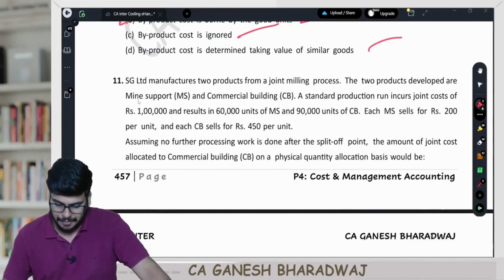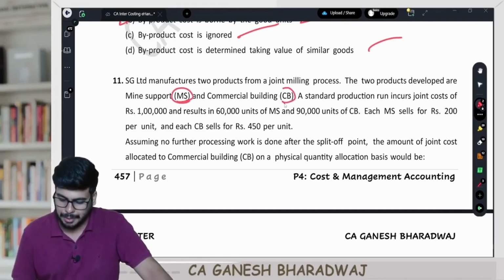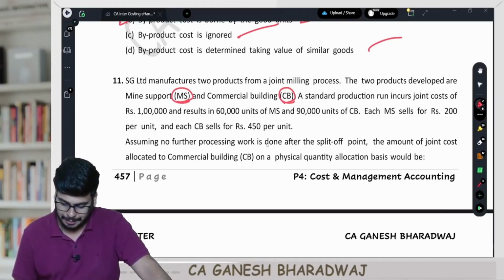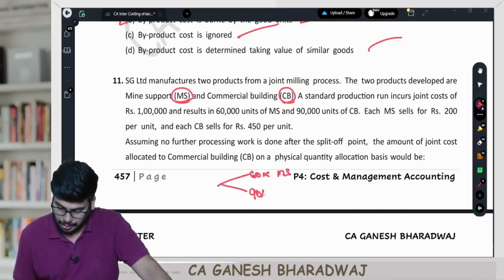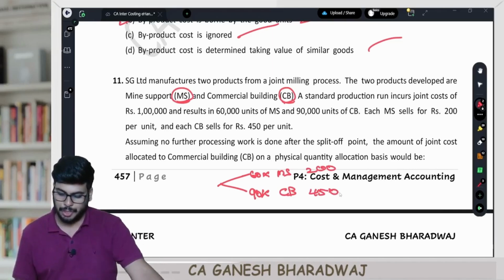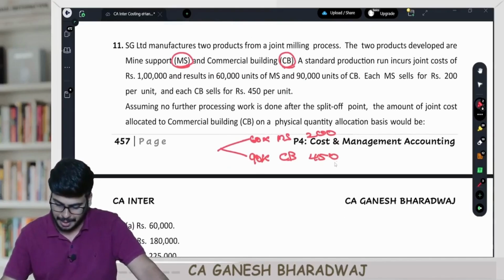SD Limited manufactures two products from a joint milling process. The two products developed are mine support MS and commercial building CB. A standard production run incurs a joint cost of 1 lakh and results in 60,000 units of MS and 90,000 units of CB. Each MS sells for rupees 200 per unit and CB sells for 450 per unit. Assuming no further processing work is done after the split off point, the amount of joint cost allocated to CB on the basis of physical quantity allocation would be how much?